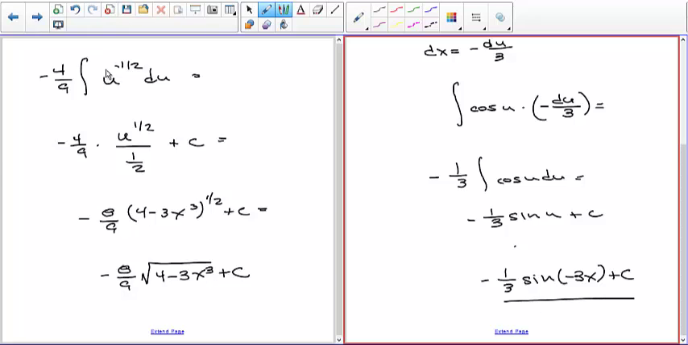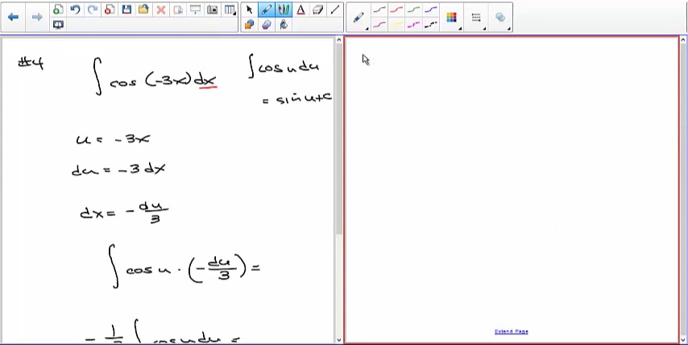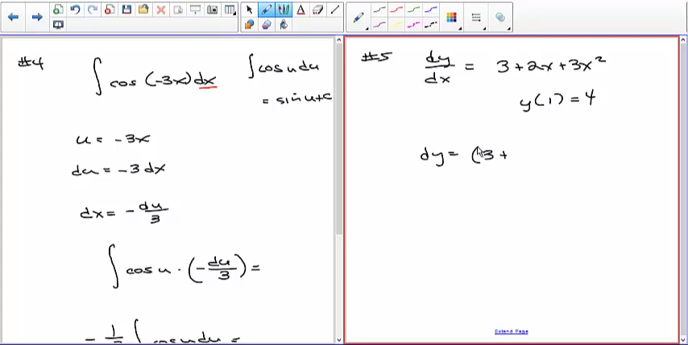Okay, moving on to number 5. This is where you're given a differential equation, dy/dx equals 3 plus 2x plus 3x squared, with the initial condition of y of 1 equals 4. So you multiply both sides by dx, and some of you left out steps here, but I don't want you to leave out steps. From that, now we can integrate both sides.